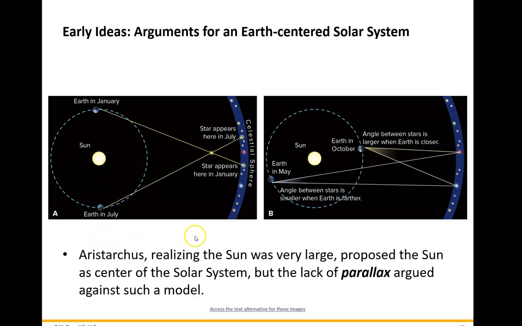Unfortunately, Aristotle was extremely influential, and Aristarchus was a name that was almost lost in history. But Aristotle was read throughout the ages by humans, and it kind of got us stuck in this idea that the Earth was the center of the solar system for a long time.